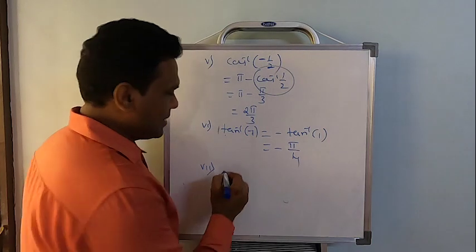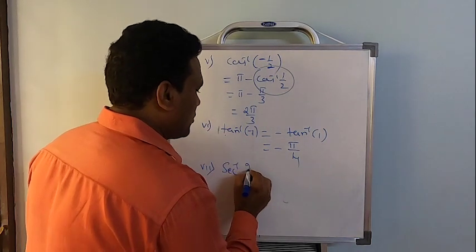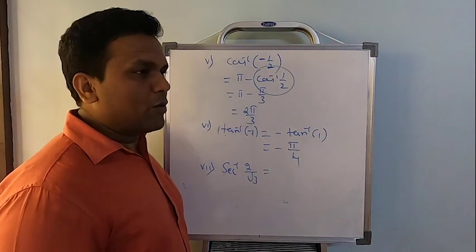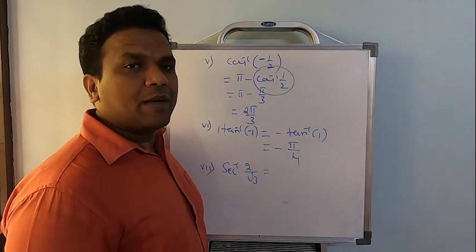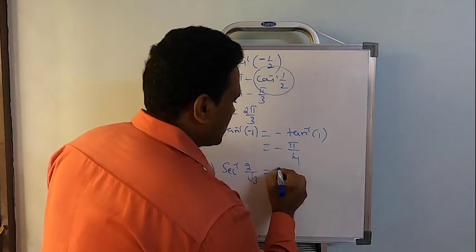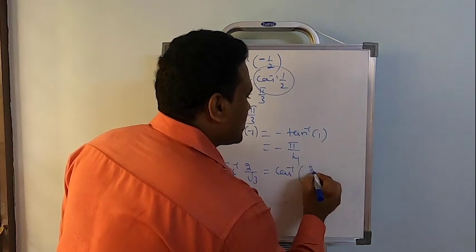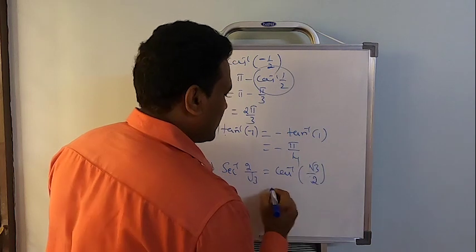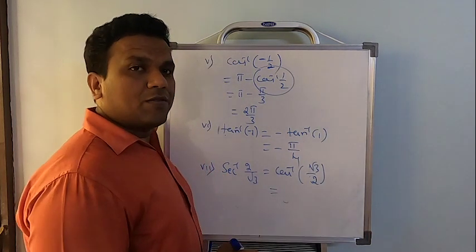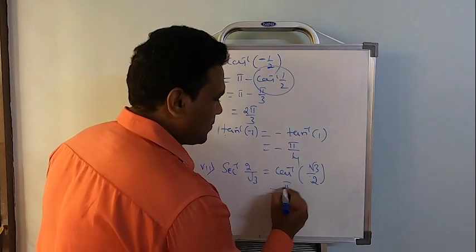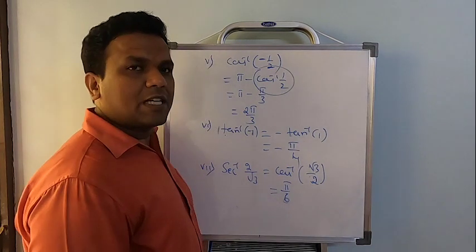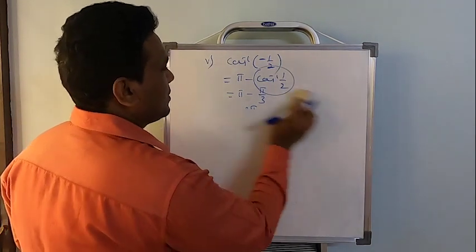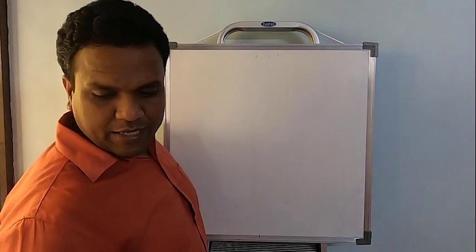The 7th problem is given as secant inverse 2 by root 3. If you remember the secant table, you can do it directly. Otherwise secant inverse can be converted in terms of cos inverse. So this can also be written as cos inverse root 3 by 2. Right. What is cos inverse of root 3 by 2? 30 degrees. That's pi by 6. So that's the 7th one. Let's move on to the 8th problem.